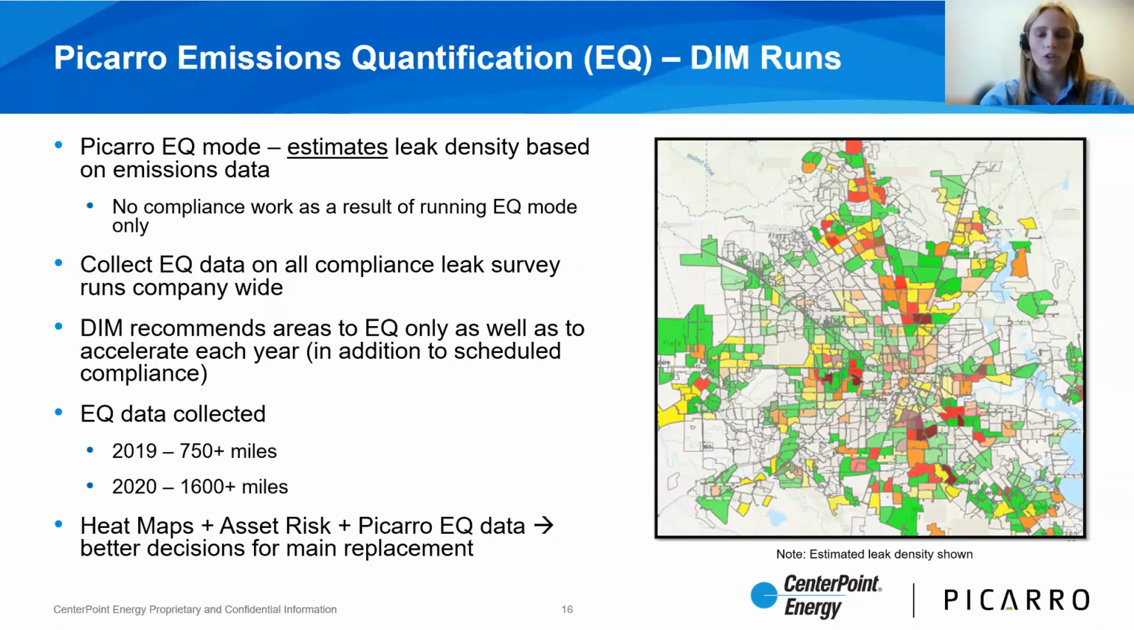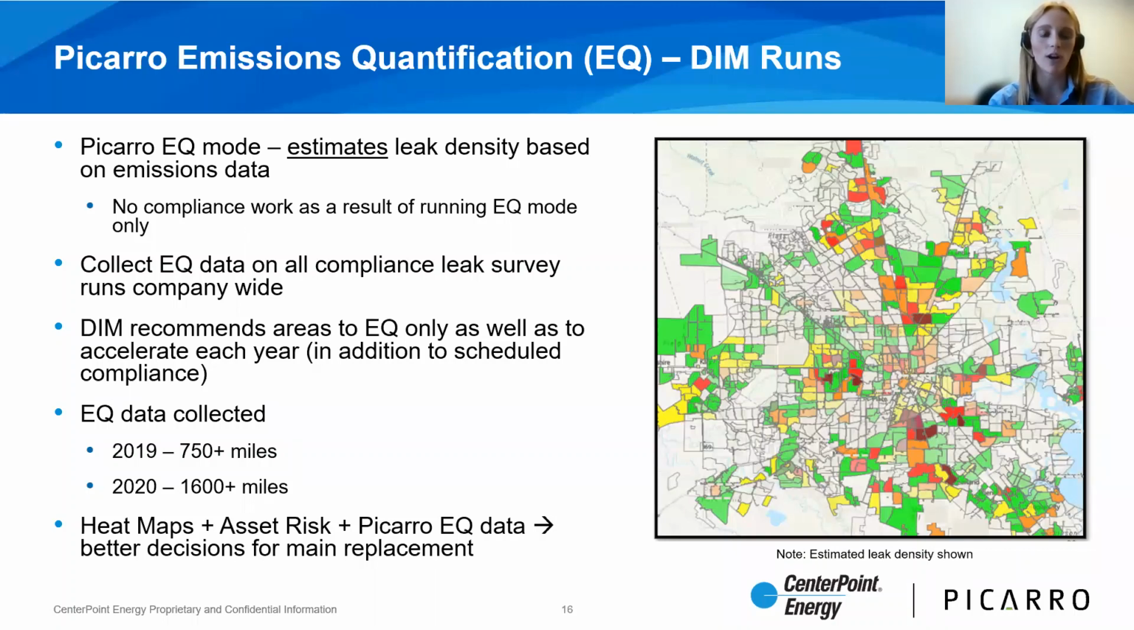So here is a first look, on the right-hand side, at what this Picarro EQ data dashboard looks like. The grid lines are our compliance leak survey grids, and they are colored based off of the leak density that was estimated using the emissions data. So again, this is a third tool in the toolbox. The benefit of this EQ mode is that no compliance work comes out of running it in just the EQ mode. Again, I wanted to mention our DIMP program, as well as our leak survey plan, is totally in compliance with all PHMSA regulations.